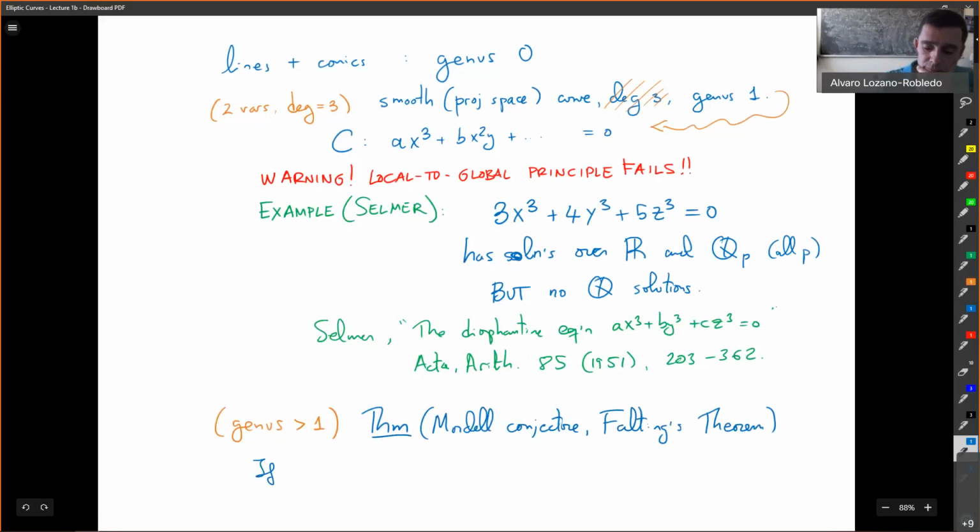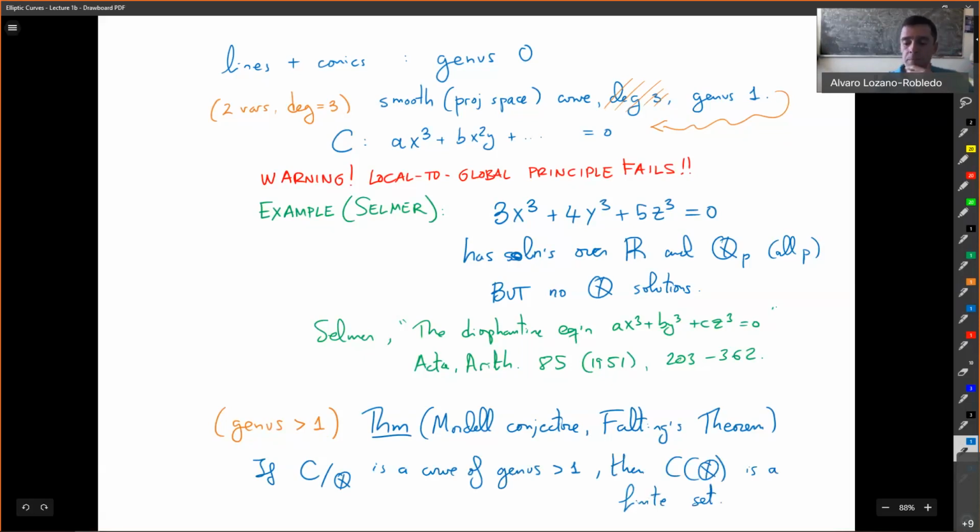So if C, let's say over a number field, let's say over Q, is a curve of genus bigger than 1, then the rational points is a finite set. Okay. It turns out then that over higher genus, there's always just a finite number of rational points, but in genus 0 and 1, you can have infinitely many points.